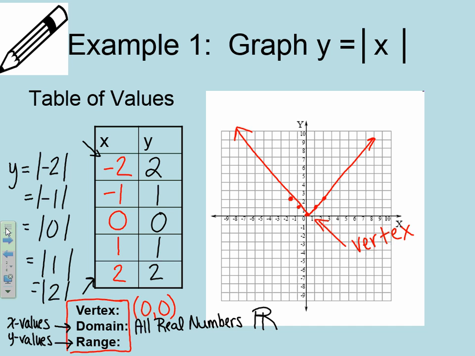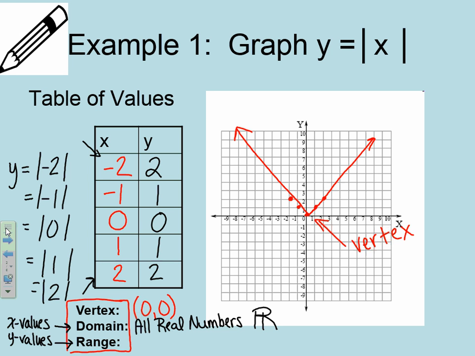It's an R that has a double line going down like so. That's the symbol for all real numbers. And our x values, because we could plug in anything we wanted, we can say that all real numbers could have worked for x.